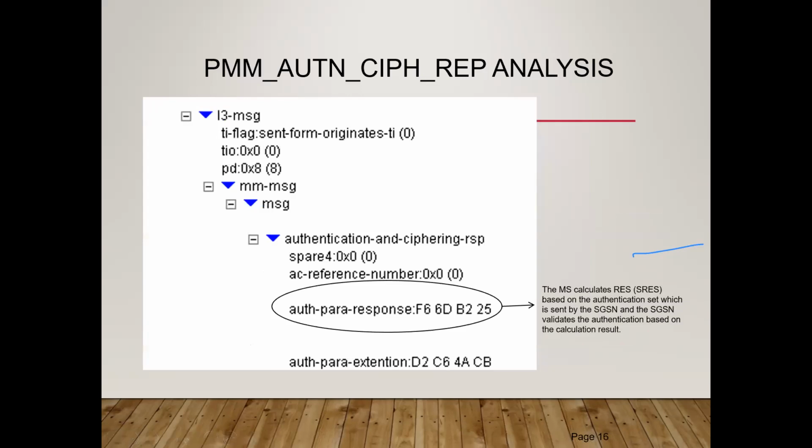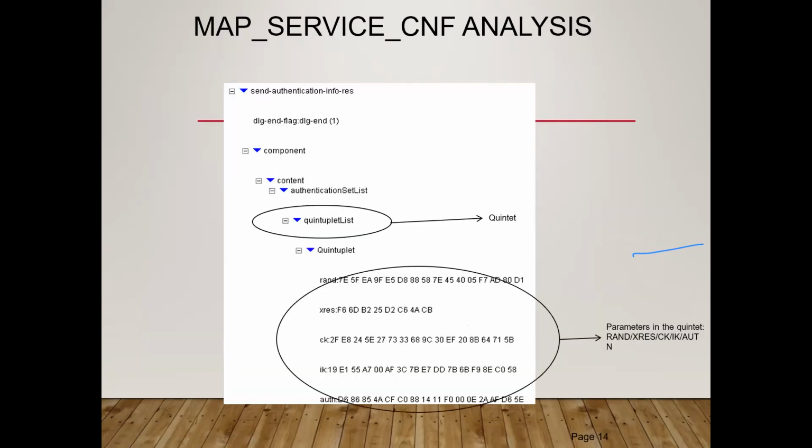And this is the response from the user equipment to the SGSN, the authentication and ciphering response. This is the expected response of the authentication parameter, which is received by the SGSN. Then SGSN validates the authentication based on the calculation result. So SGSN will use this, and it will compare this with the XRES that is received from HLR.